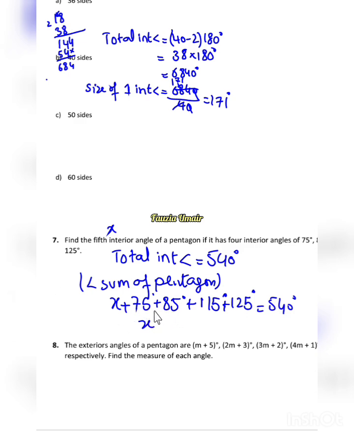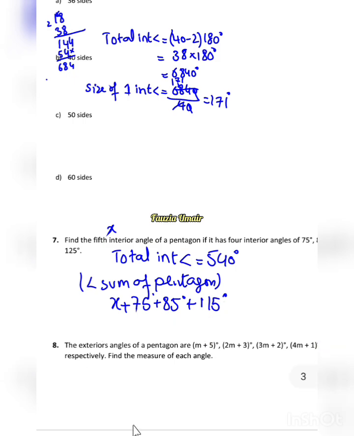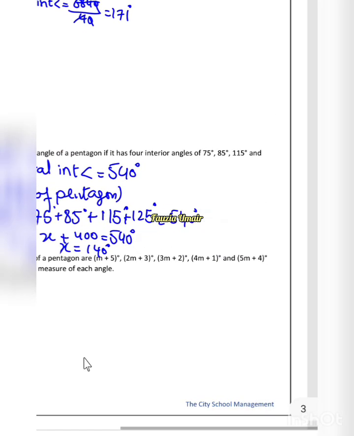75 and 85 would be 160. So 160 plus 115 plus 125. So let's add them all. 400 is the answer. So x plus 400 is equal to 540. I recommend that when you solve these kinds of questions on paper, please recheck your calculations twice. So moving on to the next question.